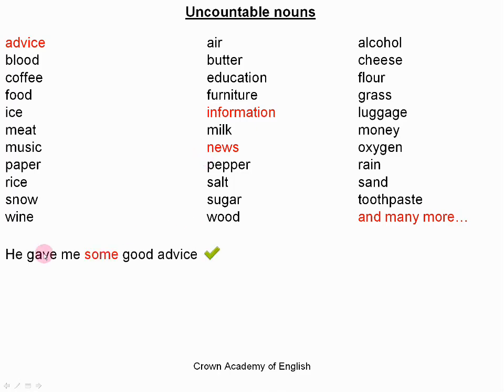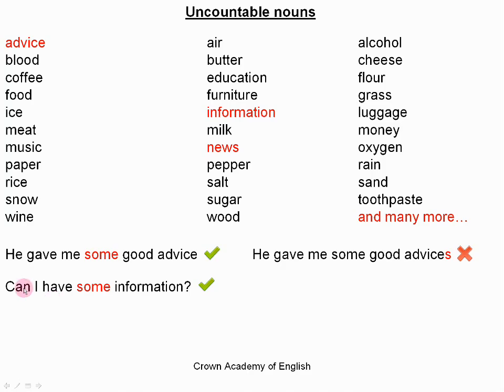For example, in English, we would say, "He gave me some good advice." That is correct. Advice is singular. We do not say, "He gave me some good advices." That is wrong in English. Also, we say, "Can I have some information?" We do not say, "Can I have an information?" We do not use the word a or an with uncountable nouns.